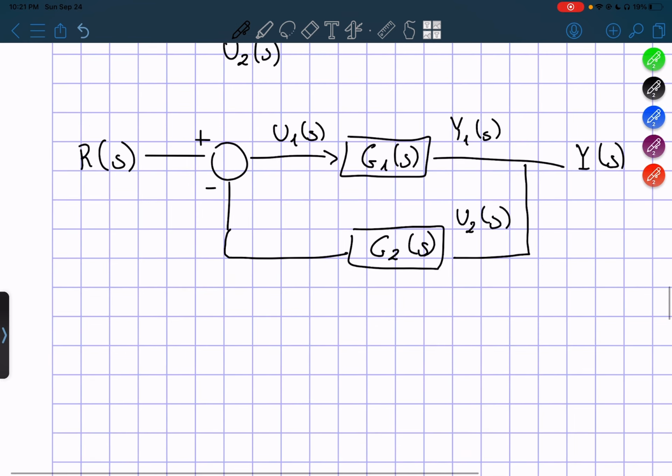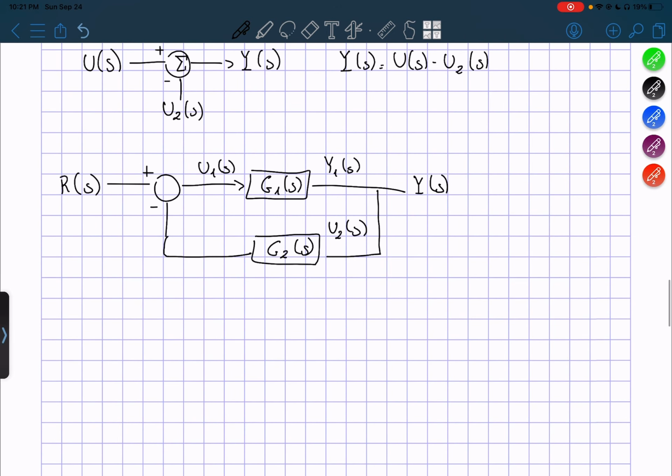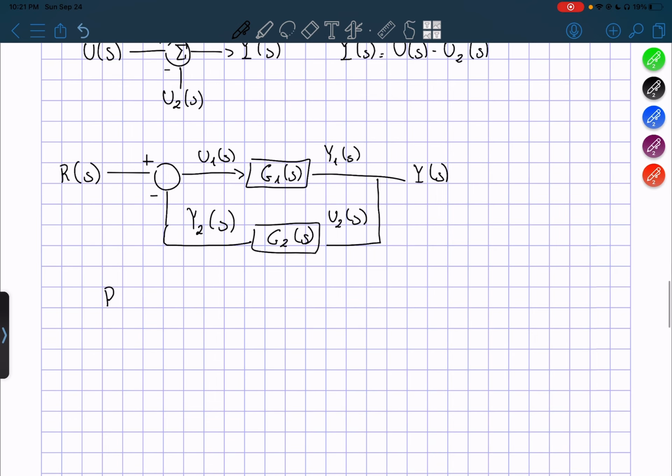Now, as you can see, the round part here means plus or minus, and the square means times. And of course, if I want to divide, I can just do 1 over g2 of s for the block here. Alright, so I'm going to call this y2 of s. So I'm calling every single signal. So I can say that r of s minus y2 of s is equal to u1 of s.